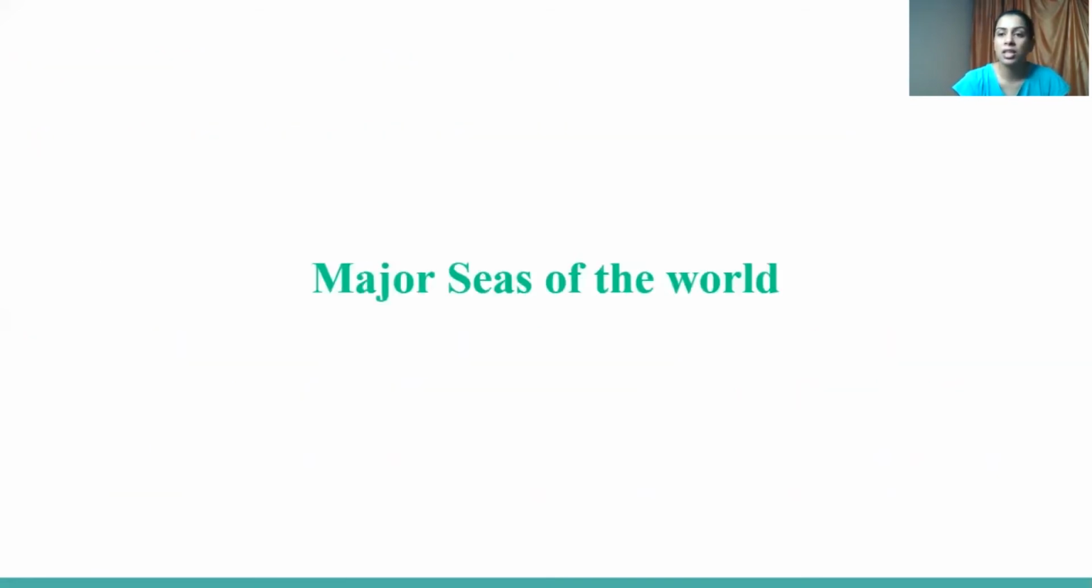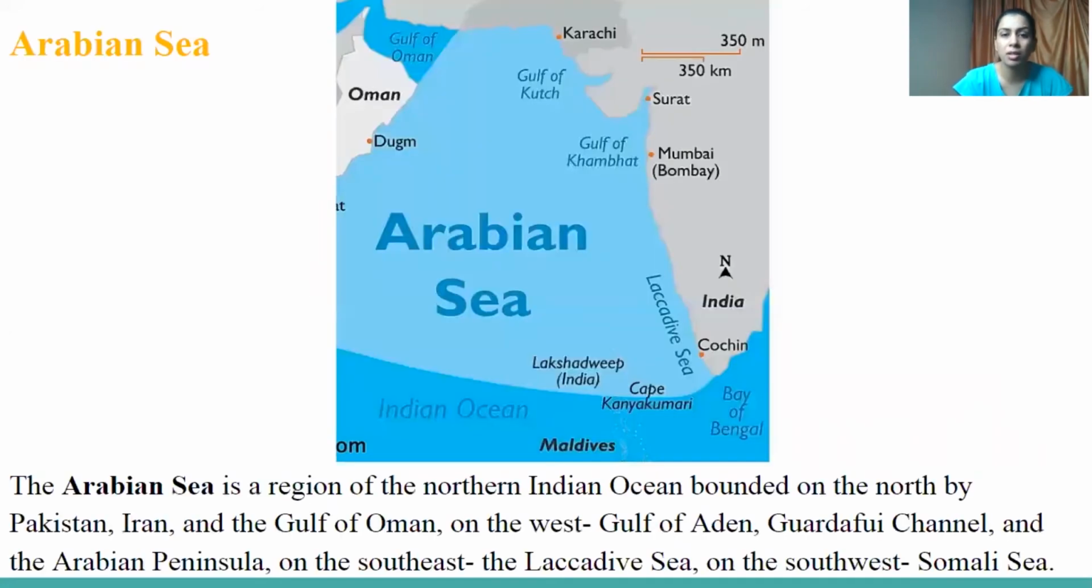So some major seas of the world that are very important to remember, we are going to study them one by one. The first is Arabian Sea. So every Indian knows what is Arabian Sea and where it is situated. The Arabian Sea is a region of northern Indian Ocean, bounded on the north by Pakistan, Iran, and the Gulf of Oman. On the west, Gulf of Aden, Guardafui Channel, and the Arabian Peninsula. On the southeast, the Laccadive Sea, and the southwest, Somali Sea.